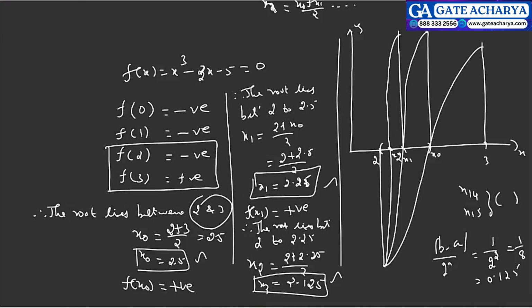The root lies between 2 and 3. First value, final value. X0 is 2.5. Correct? X0 is not 2.5. X1 is 2.25. Okay, 2.25. X2 is 2.375. Right.